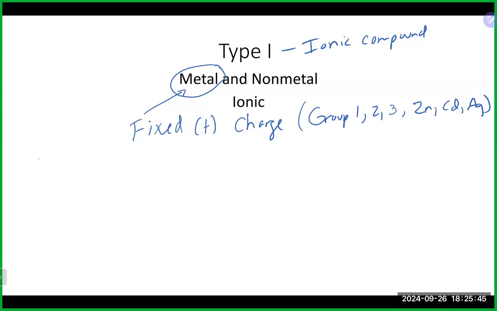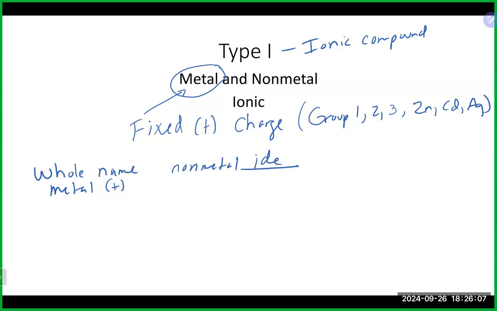You don't have to figure out anything else other than basically name it. And what I mean by that is the way that we name type 1 is we use the whole name of the metal, or the positive guy, and we use the nonmetal name, which is our negative guy, again dropping off the last part of it and adding -ide to it.